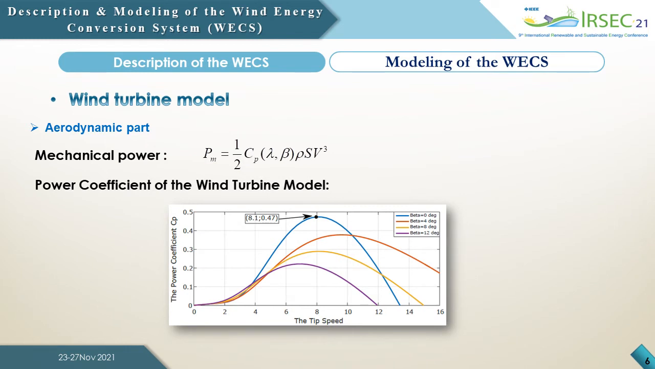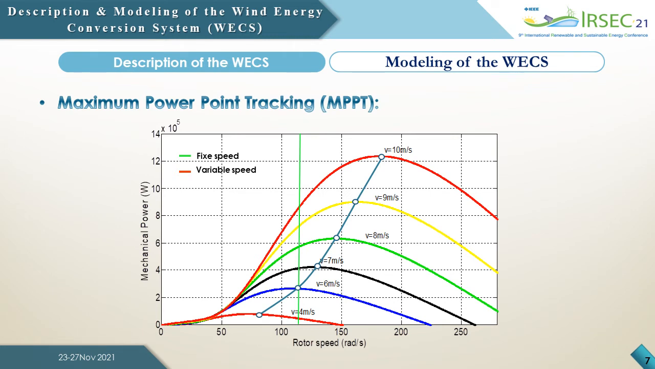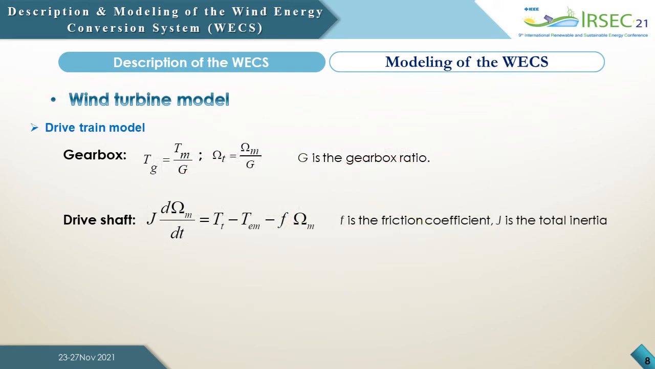Now we're gonna move to the modeling of the wind energy conversion system. We start with the wind turbine. So we modeled the aerodynamic part using the mechanical power. And in order to extract the maximum power possible from the wind, we are using the maximum power point tracking algorithm that we modeled as shown in the article.